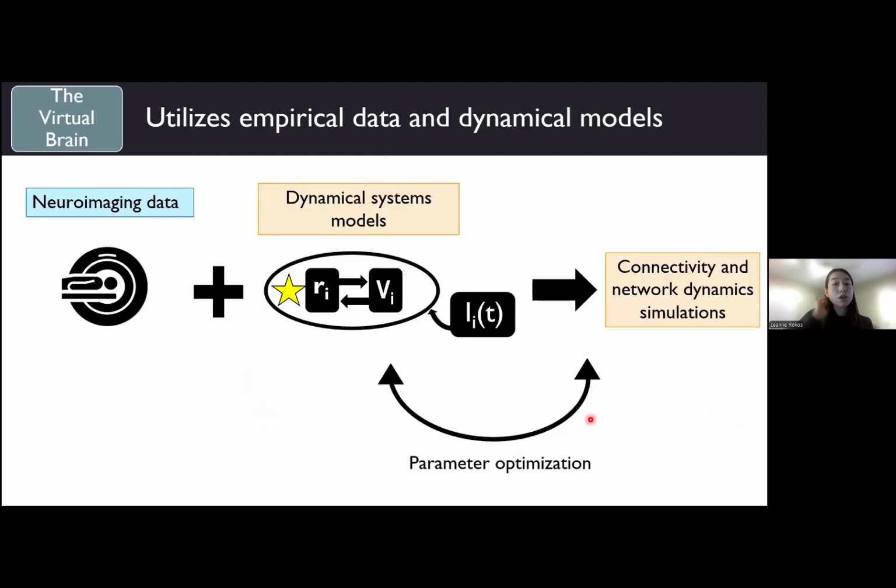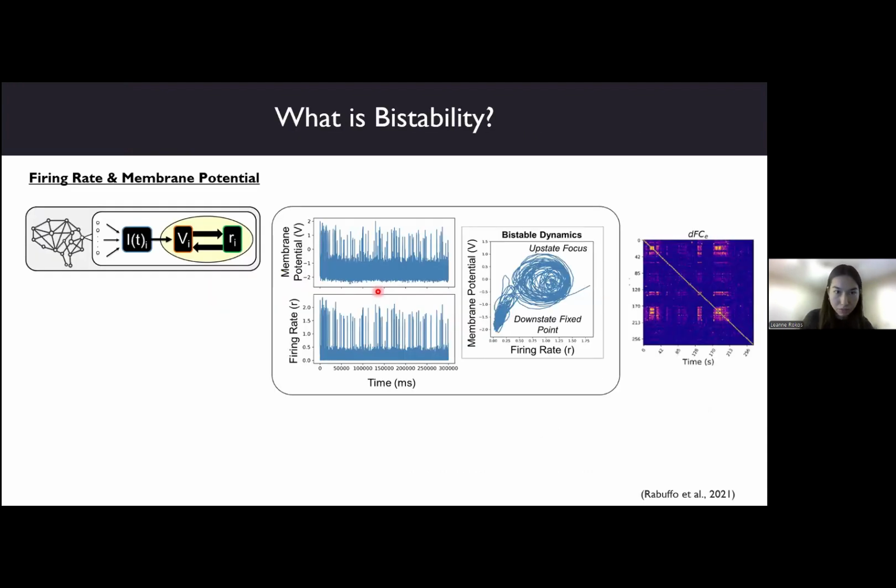So in addition to our optimal model parameter values, from the optimal simulations, we can also assess the simulated local biophysical model parameters, or RNB, so that firing rate and membrane potential, in order to quantify the local dynamics or bistability of each node in the network. So what is this bistability?